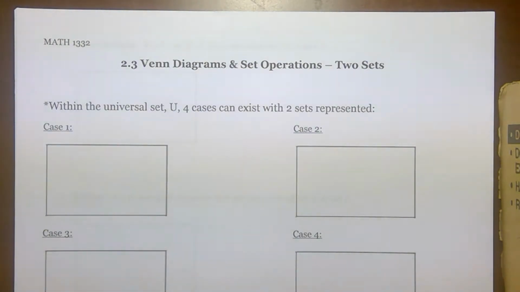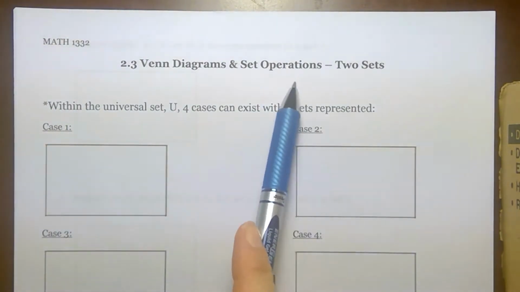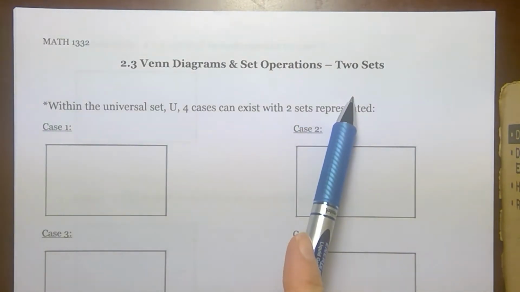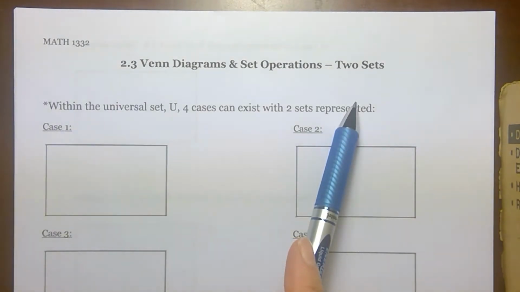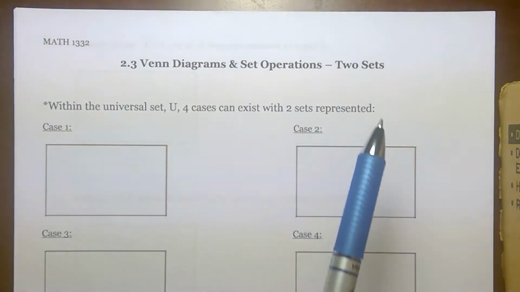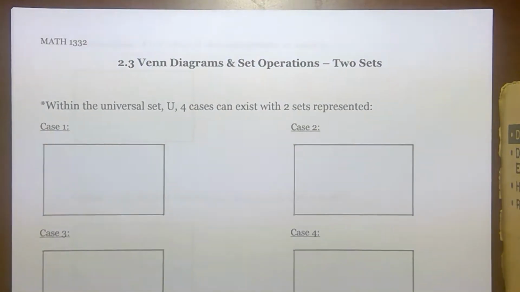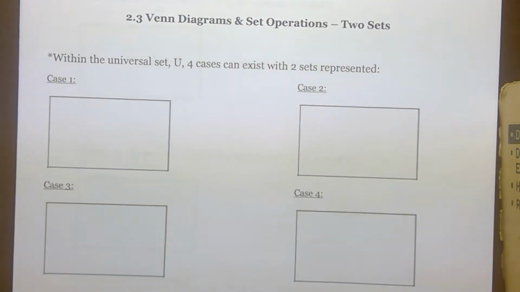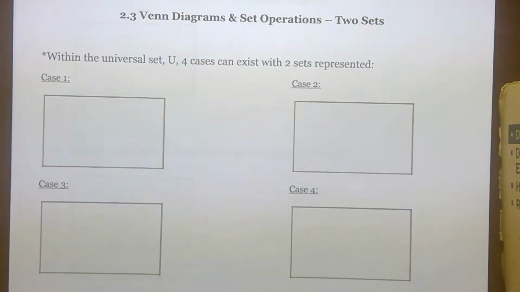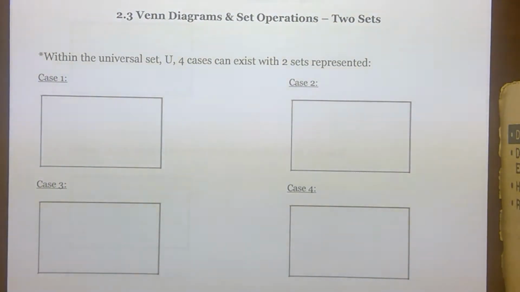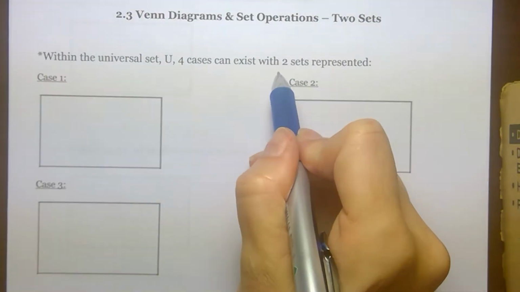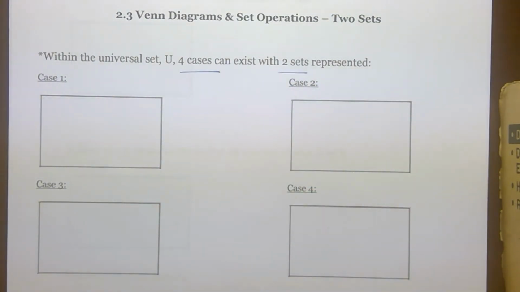In 2.2, we introduced the concept of subsets. In 2.3, we follow that up by emphasizing some more set operations, specifically with two sets. Now, we aren't going to do much bigger than 3, but in 2.3, we start talking about unions and intersections and subsets in more detail. Now, within my universal set U, there are 4 different cases that can exist when you have 2 sets represented.